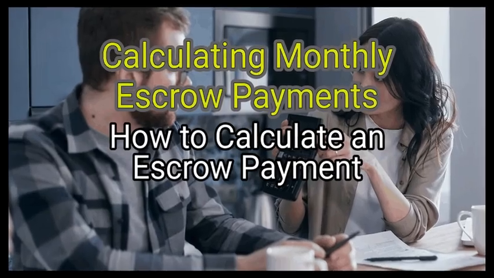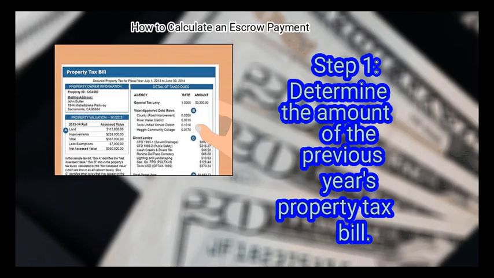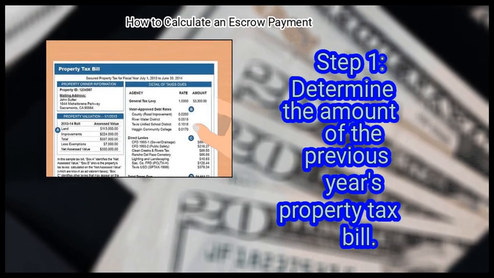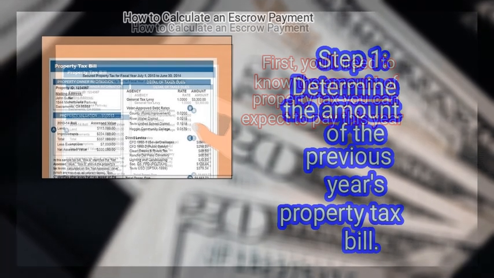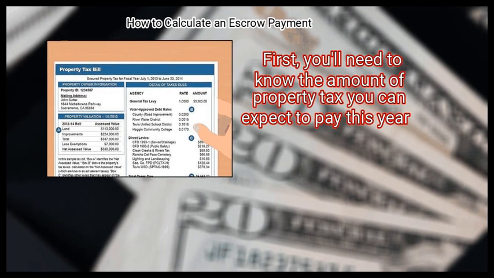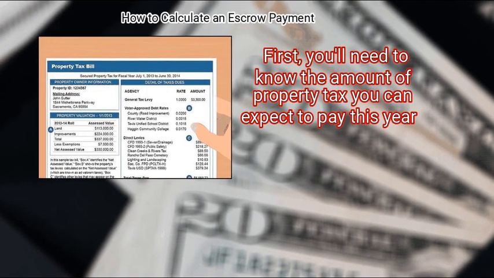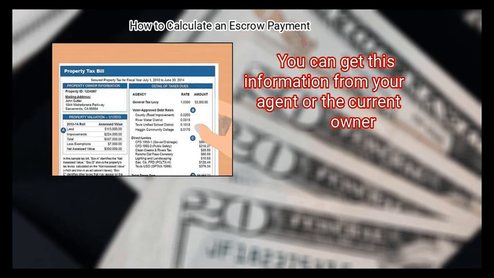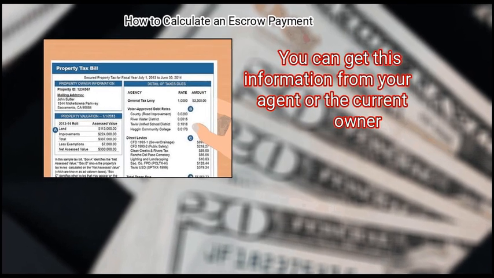Method 1. Calculating monthly escrow payments. Step 1. Determine the amount of the previous year's property tax bill. First, you'll need to know the amount of property tax you can expect to pay this year. You can get this information from your agent or the current owner.